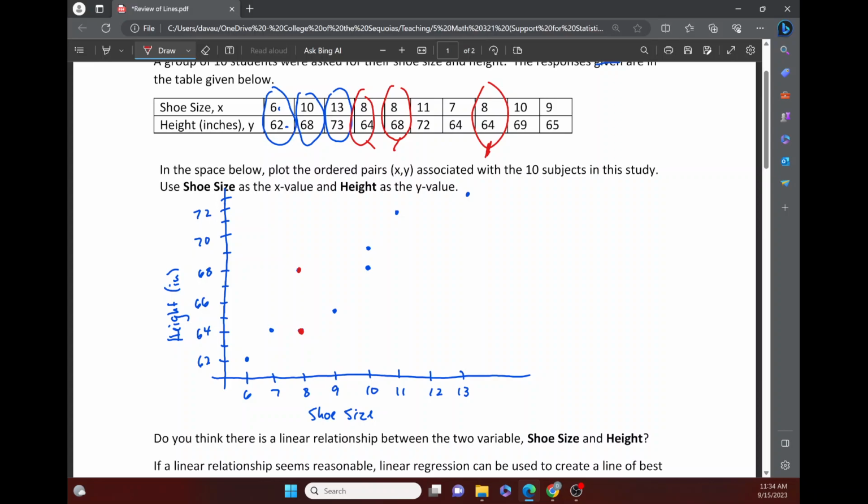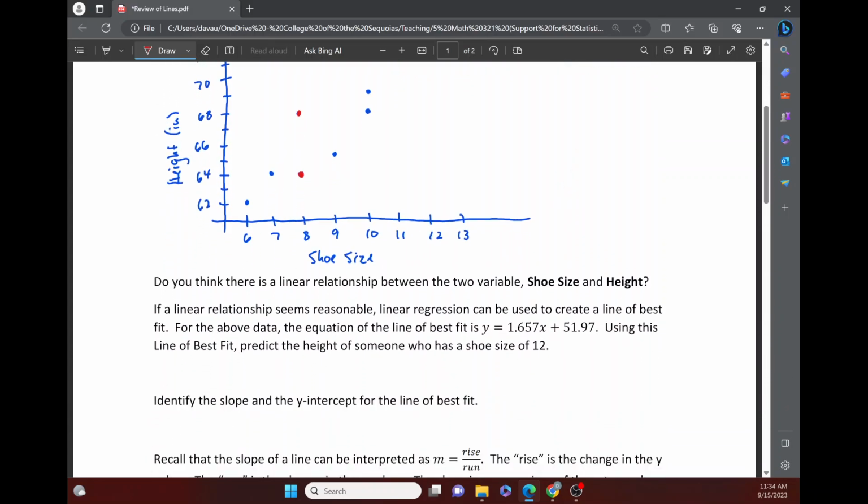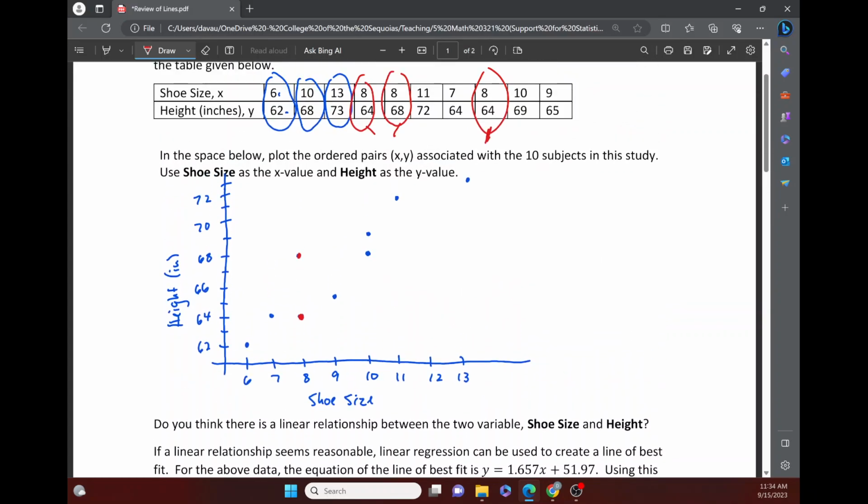So there's a follow-up question that's asked here. Do you think there's a linear relationship between the two variables, shoe size and height? Is there a linear relationship? And that may be a little bit difficult to answer. Certainly the dots don't fall perfectly on a straight line, but you could sort of imagine there being kind of a straight line that comes fairly close to all of those points. And so I would say that there is probably a linear relationship here.